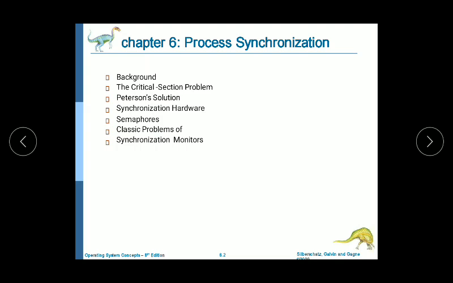That is, to introduce the critical section problem, whose solutions can be used to ensure the consistency of shared data, then to present both software and hardware solutions of the critical section problem, then various classical problems of process synchronization, and to explore several tools that are used to solve process synchronization problems.